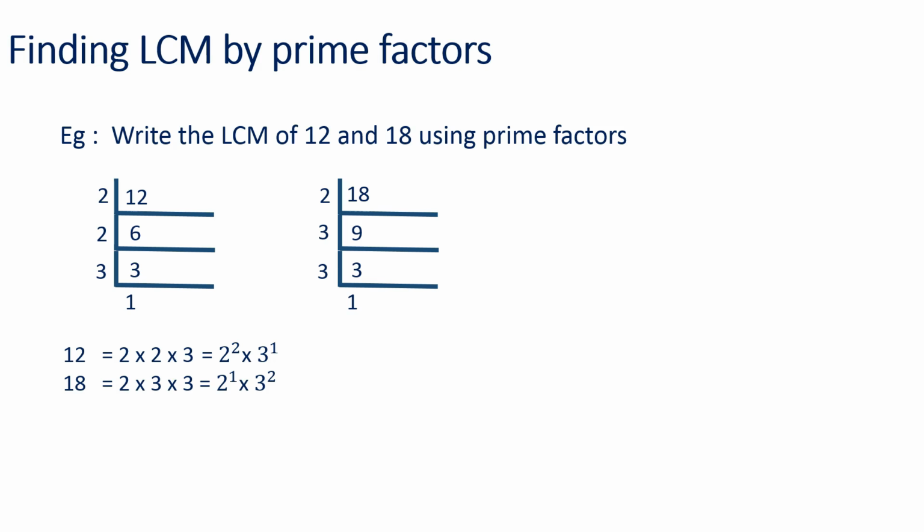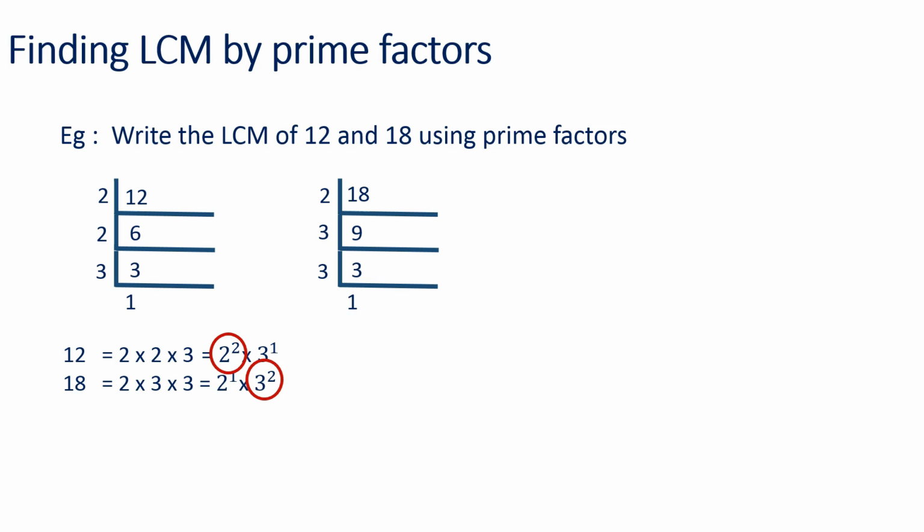And now you can see there are two prime numbers in these two answers, that is 2 and 3. The next step of this method is to find out the highest power of each factor. Now when you take 2, you have 2 to the power 2 and 2 to the power 1. So 2 to the power 2 is the highest power. We select that. And when you come to the powers of 3, you have 3 to the power 1 and 3 to the power 2. Once again, 3 to the power 2 is the highest power.